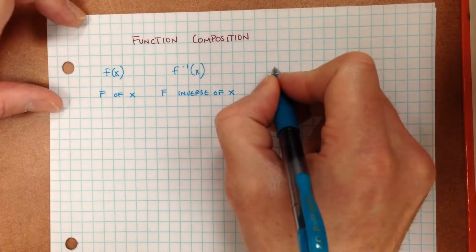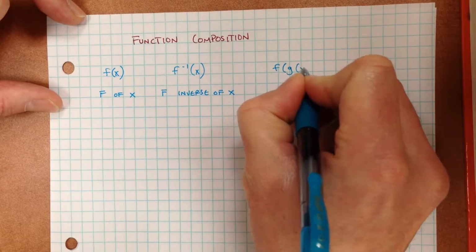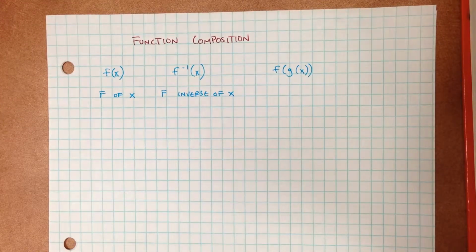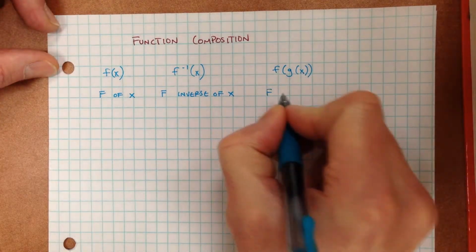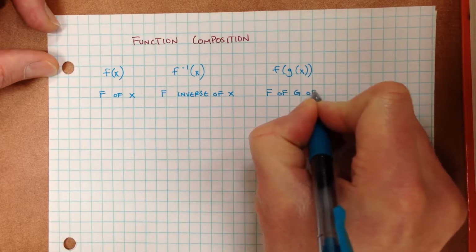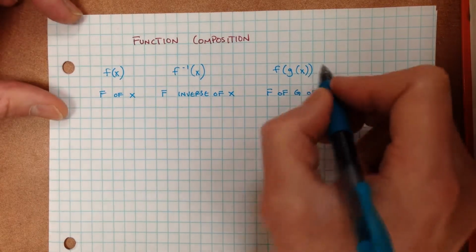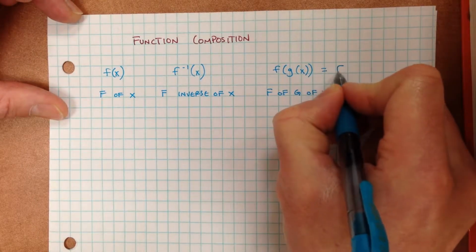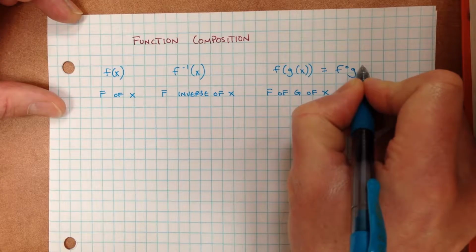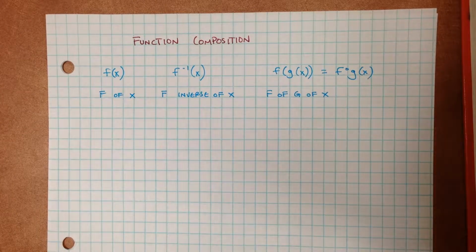You could have something like this. That is f of g of x. F of g of x. And another way of denoting this, f of g of x. A lot of people say it looks like fog. That is a little tiny circle right there. It is not a multiplication, so don't get confused with that.